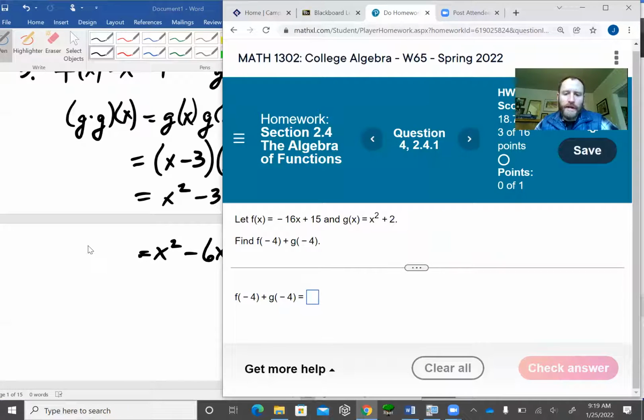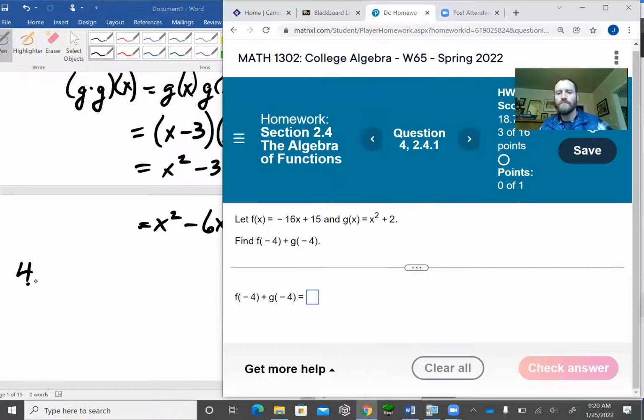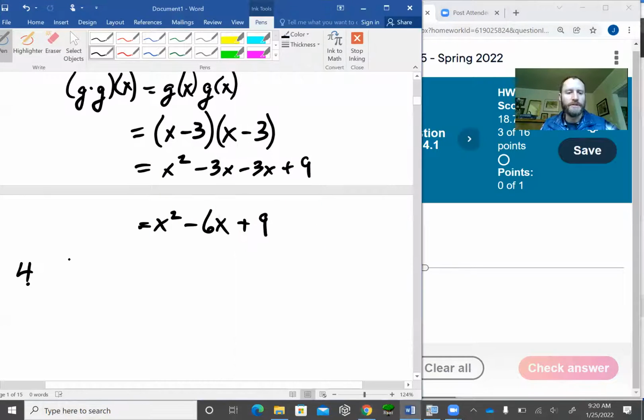All right, what do we got here? Okay, so now we're switching it up a little bit. So now we're actually going to be finding f of -4 plus g of -4. So instead of f of x plus g of x, we're finding that sum of the two functions at a particular point on our graph. Like x is -4, what would that sum function be? So here there are a couple of ways to go about this. Let's write the formulas down. So f of x is this line, -16x plus 15. And g of x is a quadratic, x squared plus 2.